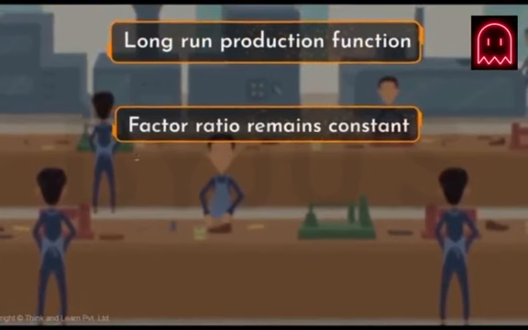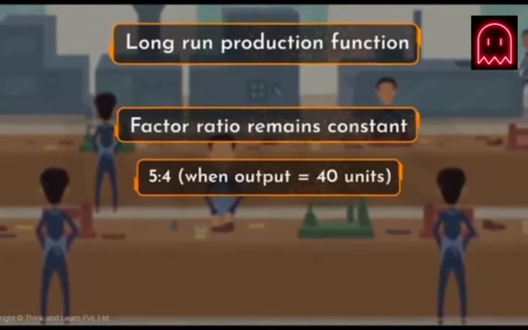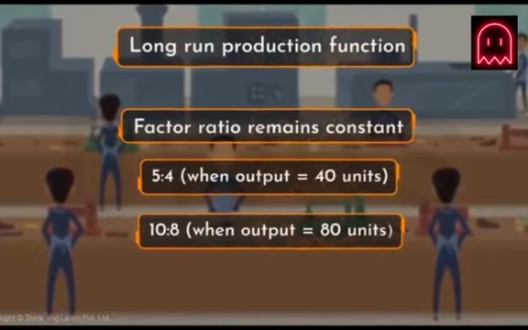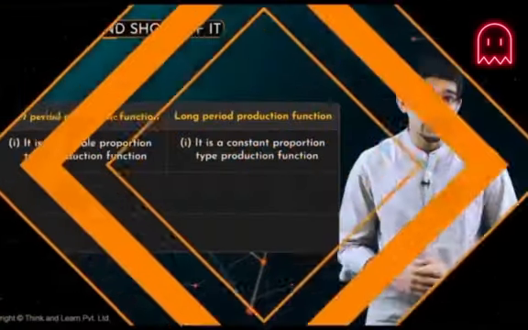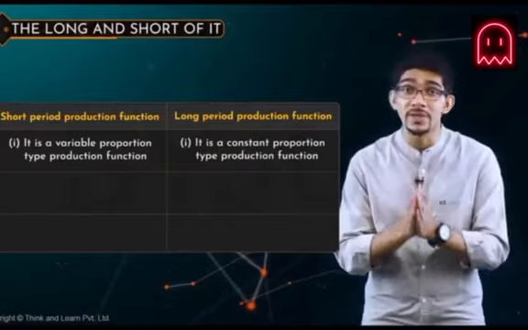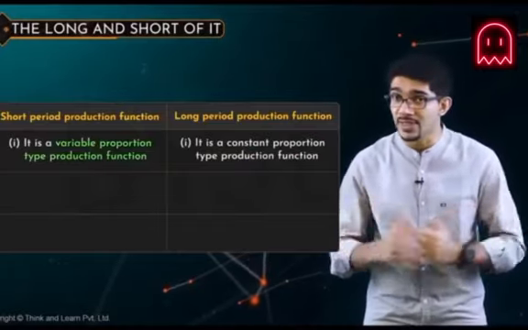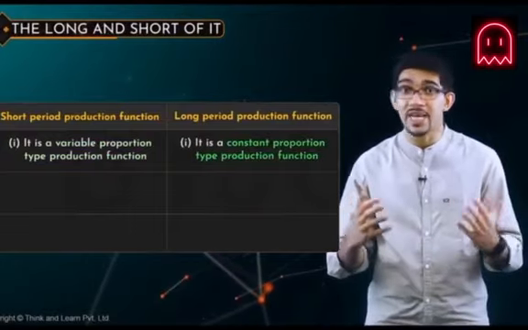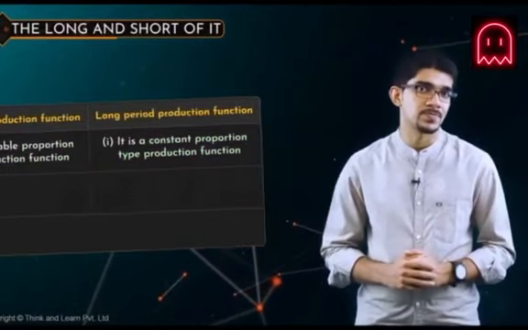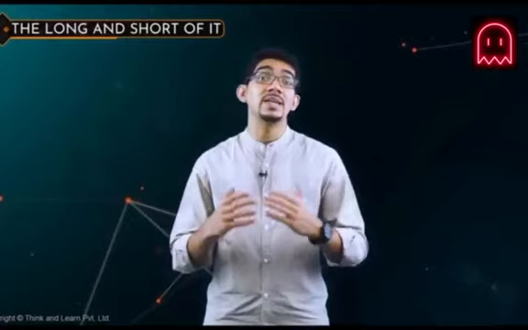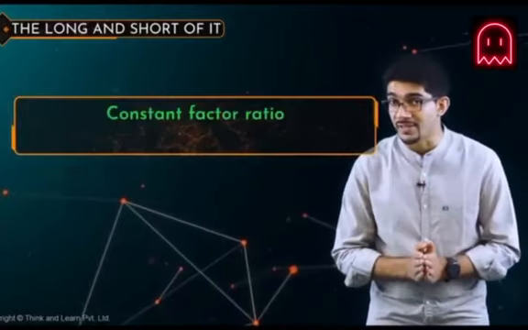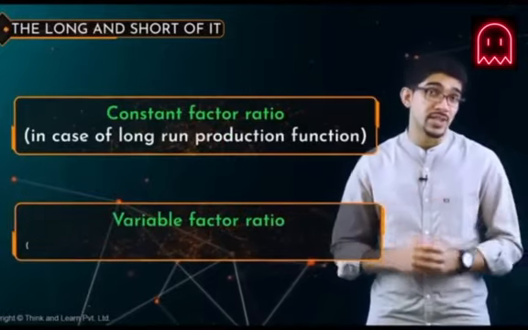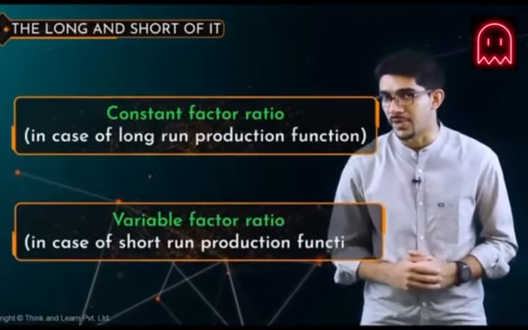It is 5:4 when output equals 40 units and 10:8, which is the same as 5:4, when output becomes 80 units. Thus, while the short-run production function is normally a variable proportions type production function, the long-run production function is a constant proportions type production function. Let's see a diagrammatic illustration of constant factor ratio in the case of long-run production function and variable factor ratio in the case of short-run production function.